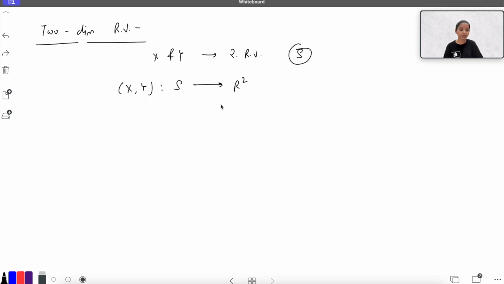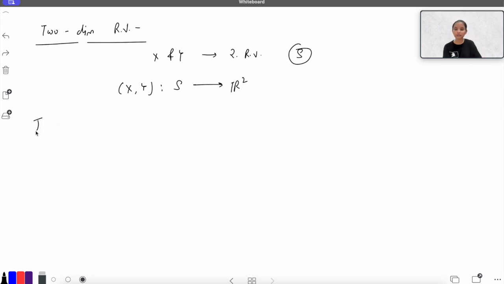That means R squared. Why? Because I have two random variables, so I will be considering all the pairs of those random variables. The pairs map to the two-dimensional space, that is R squared. R here is the real numbers, so R squared, a two-dimensional random variable. The function assigns points to R squared.